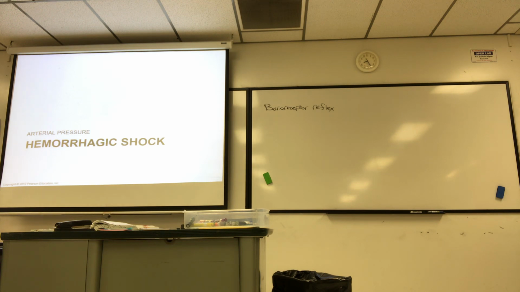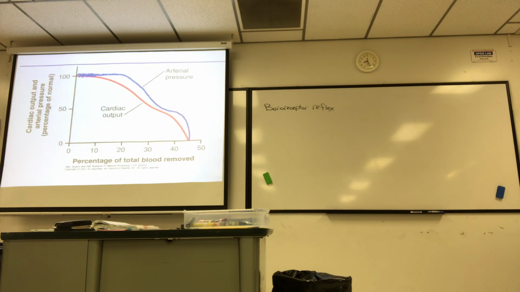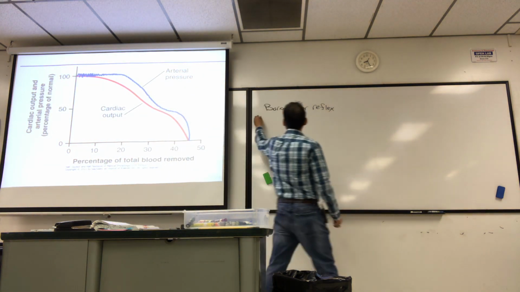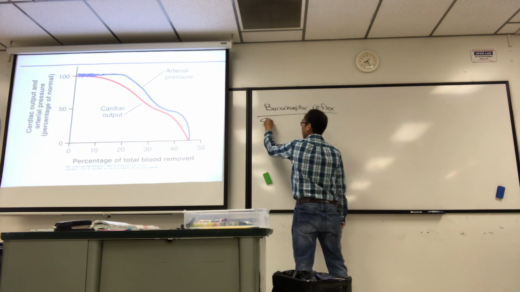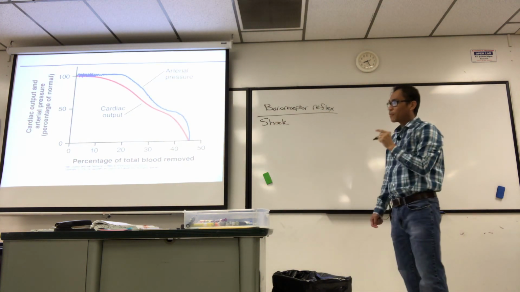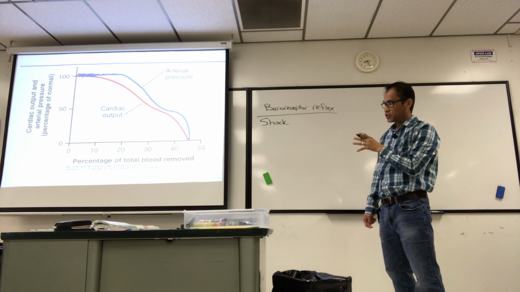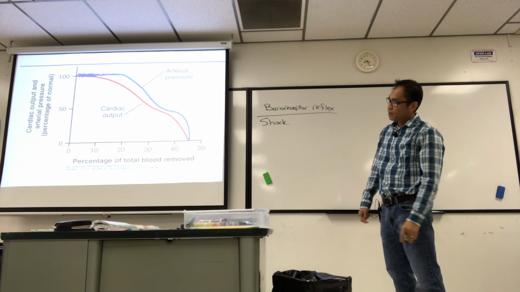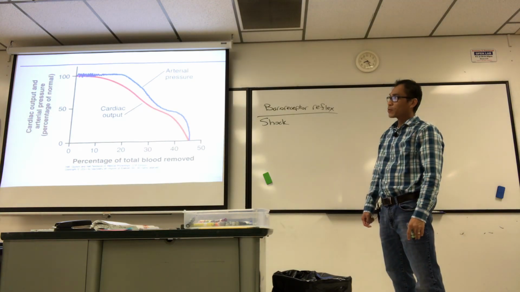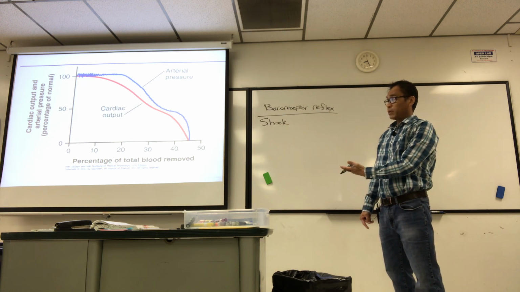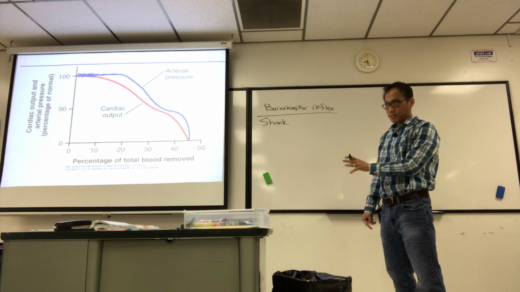First of all, now that we've learned about the basic idea of how blood pressure is accomplished in the body, let me show you a slide showing you hemorrhagic shock. Basically bleeding. Shock is a loss of blood. Look on the x-axis, they say percentage of total blood removed. On the y-axis, they have cardiac output and arterial pressure, percent of normal. So this is why we keep talking about the arterial pressure. It's the one you want to monitor.